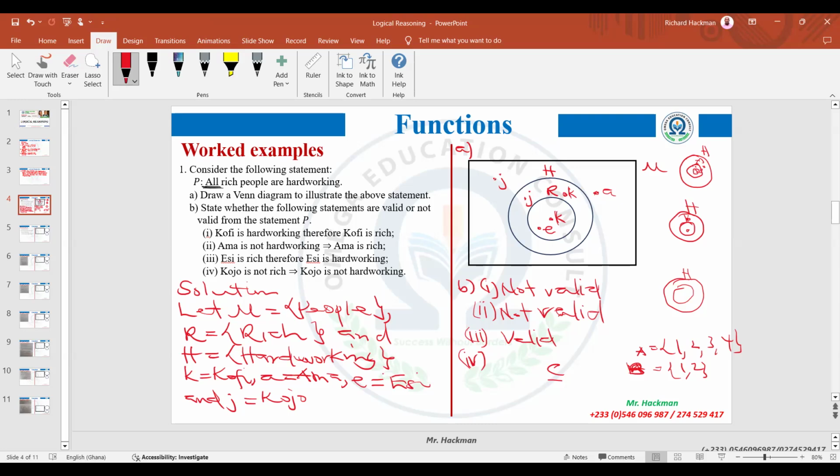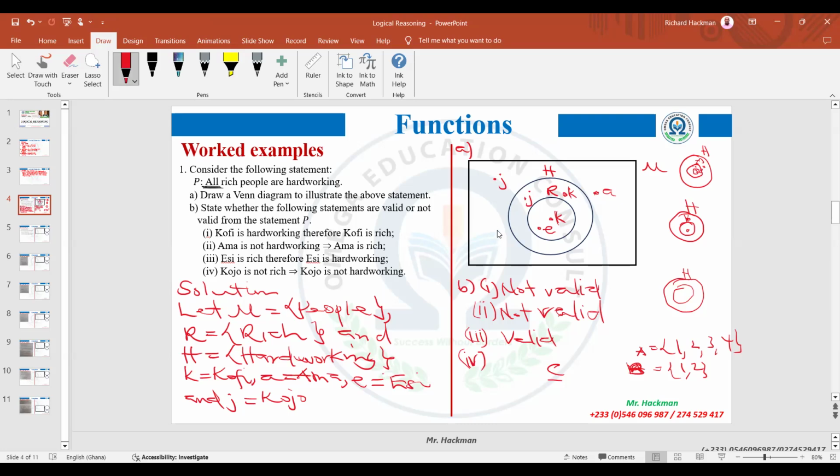Now let's look at the second part of the statement. Kojo is not what? Hardworking. So if I'm able to get a J who is in H, then I'll be able to counter this statement. Can you see any J who is in H? Are you able to get a Kojo who is hardworking?